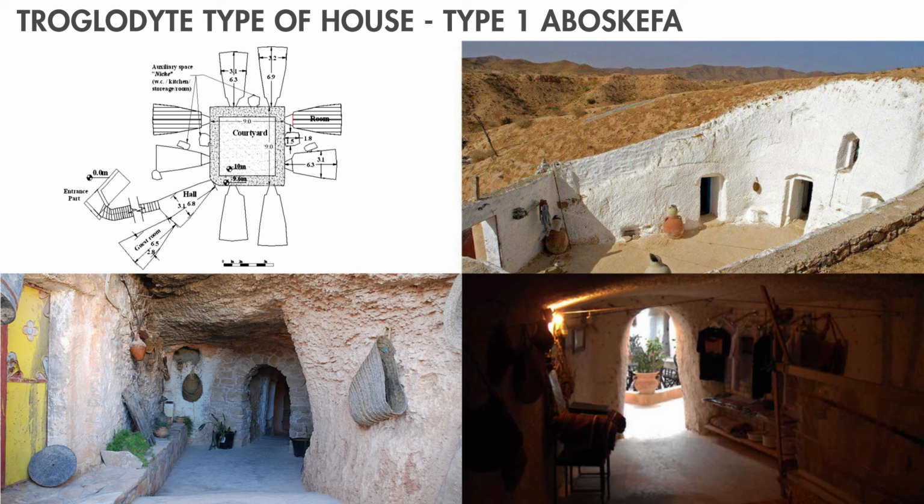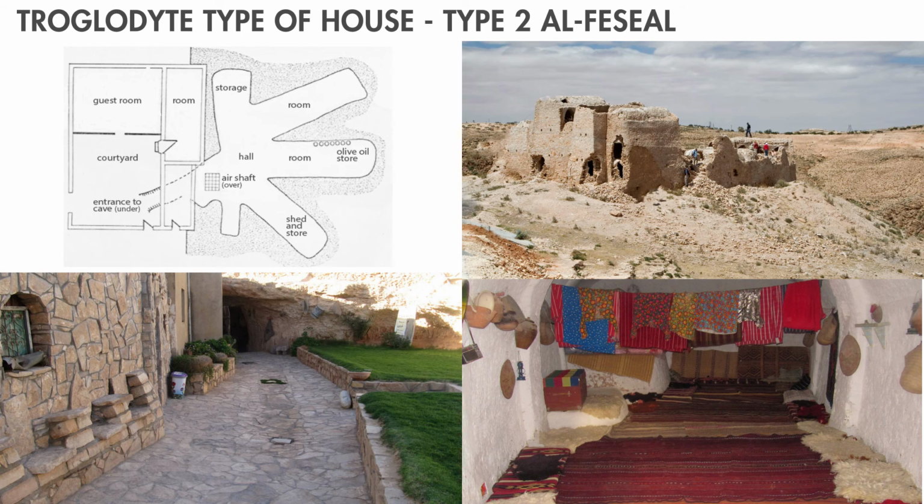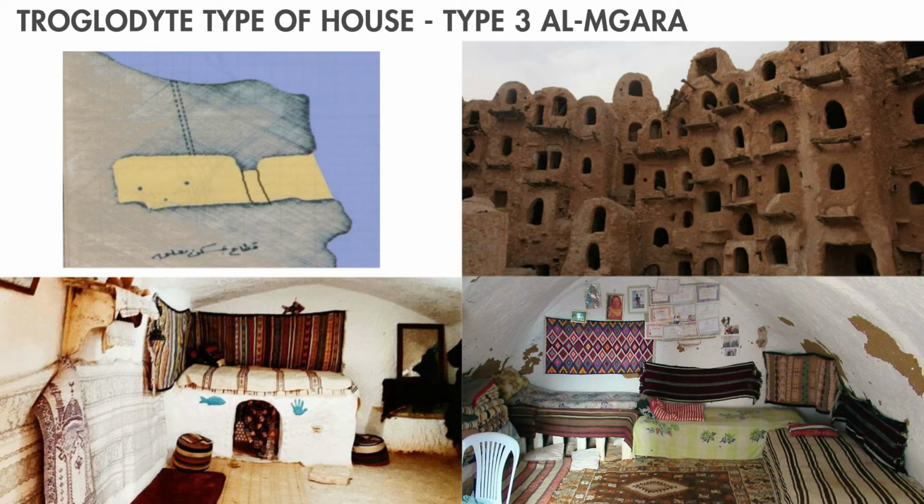In the mountainside, we take Gharian with the troglodyte types of houses, underground houses. Type 1, Abu Sgifa, completely underground without any elevation. Type 2, Al-Fasil, partially underground with some elevation. And type 3, Al-Maghara, hanging house. It's a cave-like excavation into a vertical cave face.